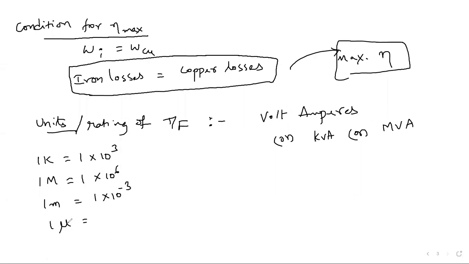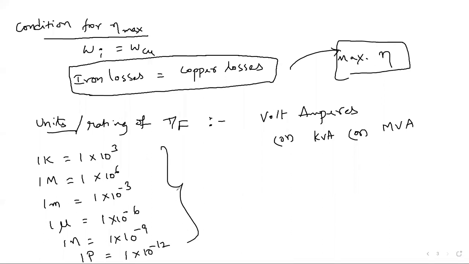Micro, observe the symbol. Micro means 1 into 10 power minus 6. Nano means 1 into 10 power minus 9. Similarly, pico is represented by P, 1 into 10 power minus 12. Okay. Understood? The representations of powers.